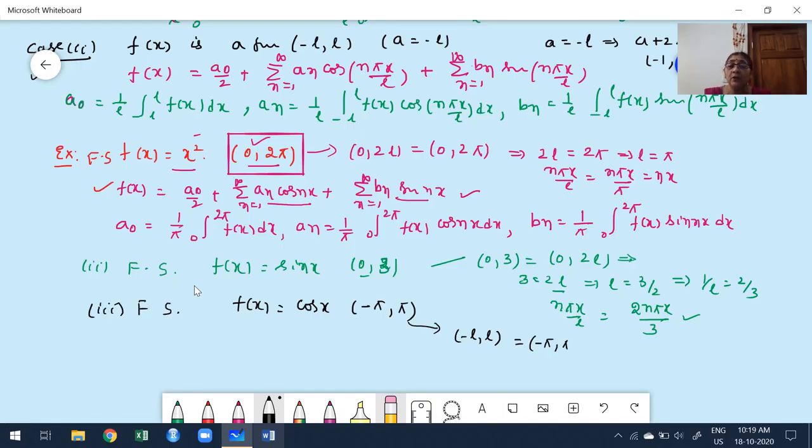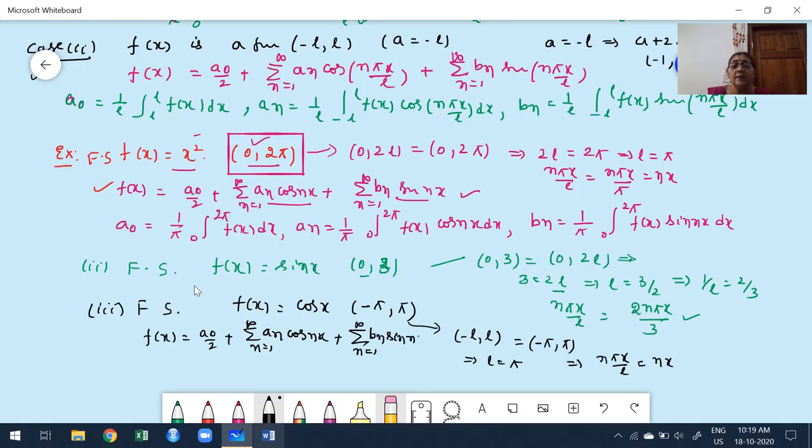How to compare? You compare the same way as we did for the first case. Compare the limit of the second case with the limit of the given interval. Take the upper limit. L is equal to pi. For L equal to pi, that implies n pi x by L is nx. Now based on that you construct the Fourier series. What is the Fourier series? a naught by 2 plus summation n ranging from 1 to infinity a n cos nx and also summation n ranging from 1 to infinity bn sin nx, and then you write the formula for a naught, an and bn.